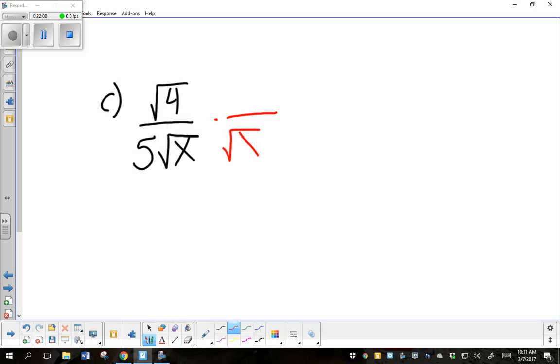Square root of x. So we can multiply by square root of x on top and bottom, because if we just did it on the bottom, that would change the value of that fraction, and we don't want that to happen. We want it to stay the same. So on top here, if I multiply this out, I've got the square root of what? 4x. I just multiply what's in there.